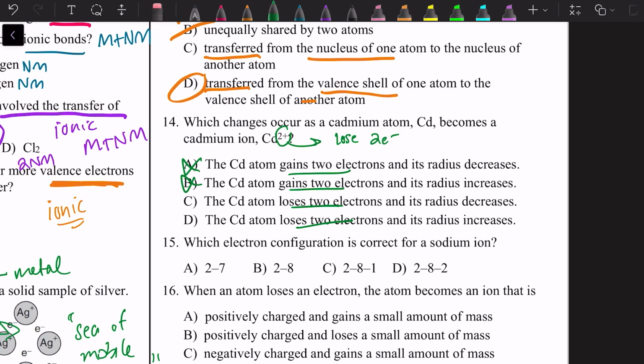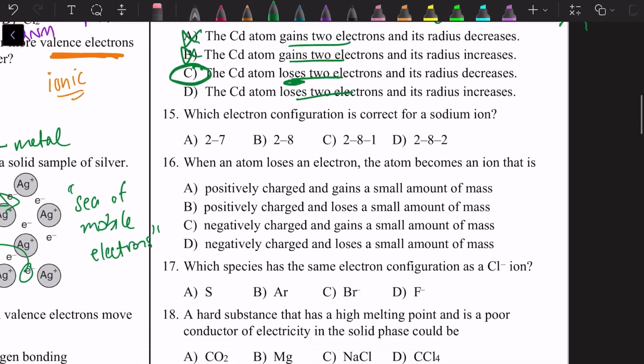Now, when you are losing electrons, you're becoming smaller because you're losing that valence shell, the radius decreases. So again, metals will become positive ions because they lose electrons and they are getting smaller. And if we think about it, Cd has the electron configuration 2, 8, 18, 18, 2. When you lose those 2 electrons, that shell disappears and it becomes smaller.